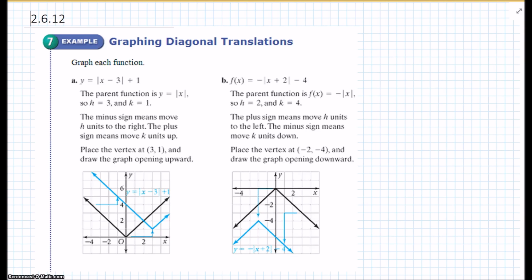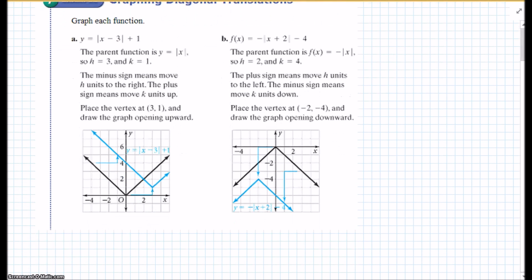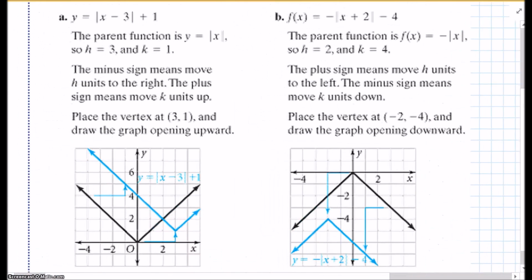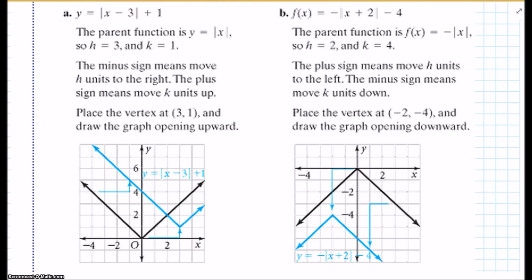Okay, next example, graphing diagonal translations. So what that means is we're gonna translate horizontally and vertically. Okay, so let's just walk through these together one at a time. So looking at A, I got y equals the absolute value of x minus 3, plus 1.